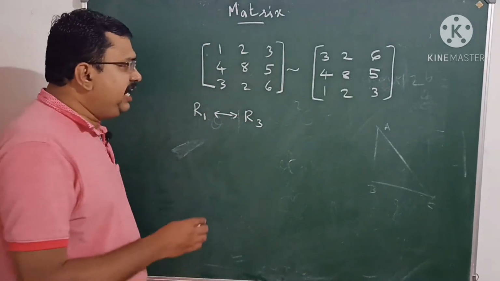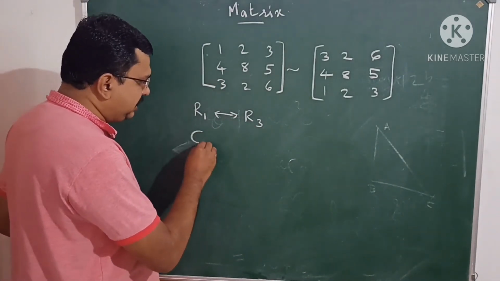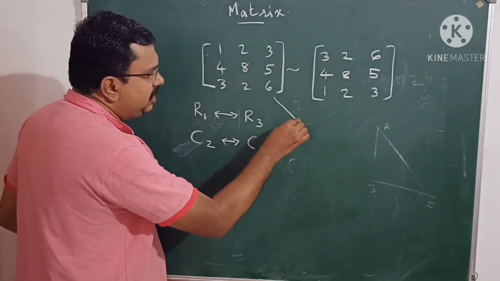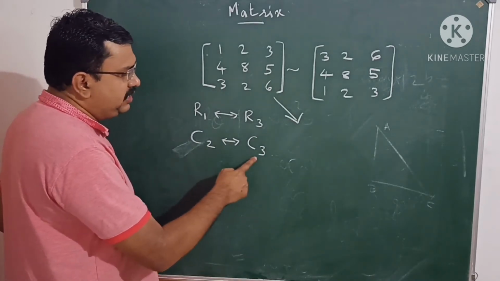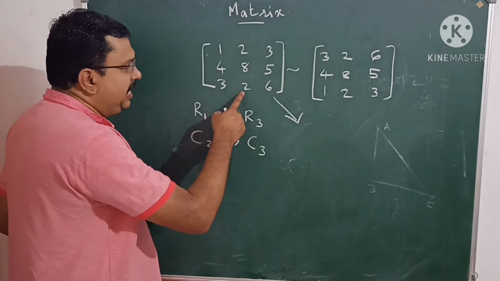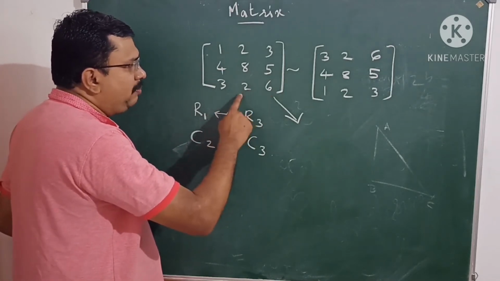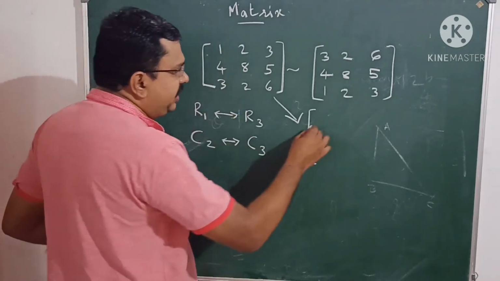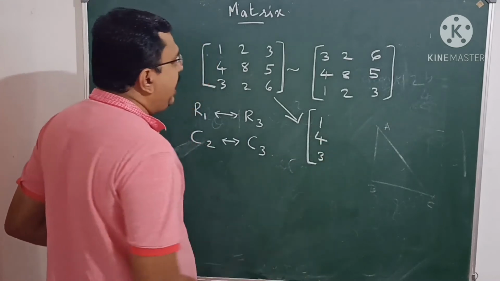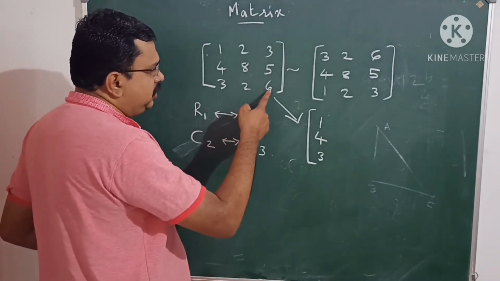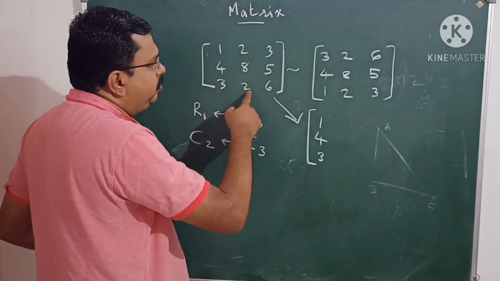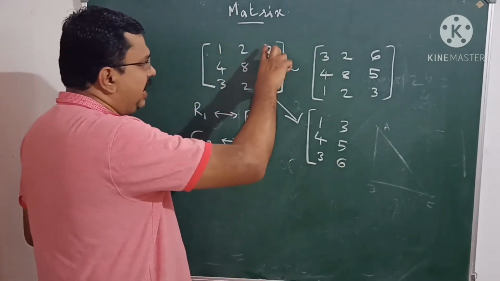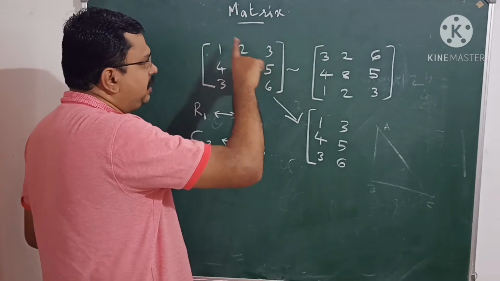Another one is we can interchange 2 columns also. For example, C2 is interchanged to C3. That means the second column and third column are interchanging. Therefore it will become, look at that, first column no change: 1, 4, 3. The second column is interchanged to the third column, therefore 2, 8, 2 is interchanged into 3, 5, 6. The third column 3, 5, 6 is interchanged into the second column 2, 8, 2.